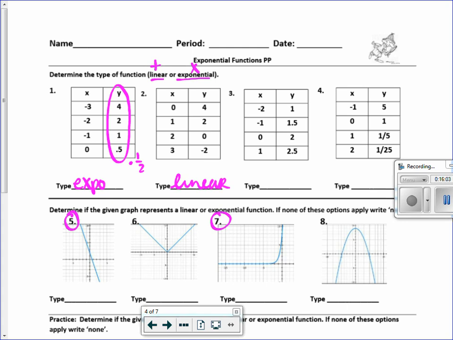What about number 3? It's adding a half each time, so that would make it linear. And then number 4 is doing what? Dividing by 5, but that's the same as multiplying by a fifth. Yep. Okay.